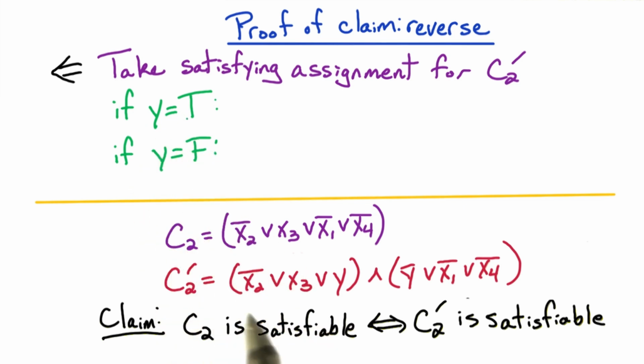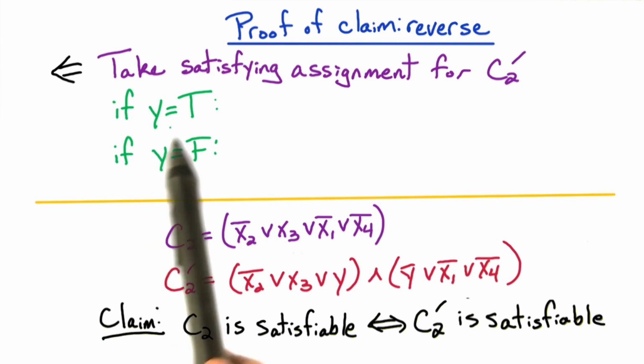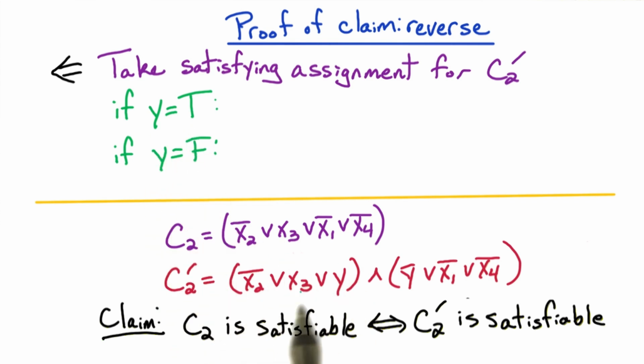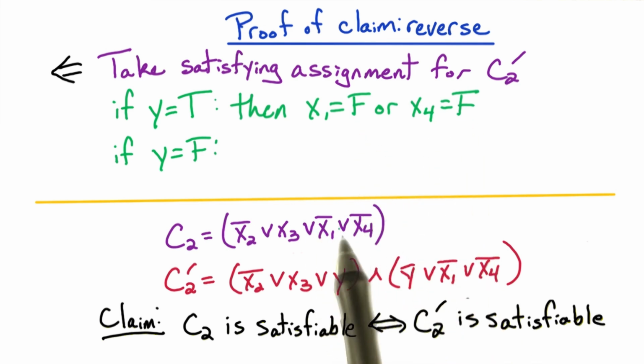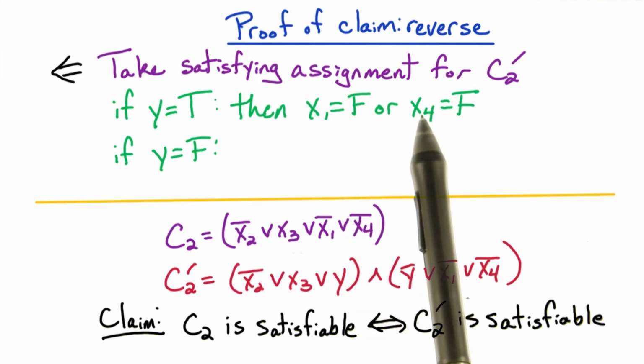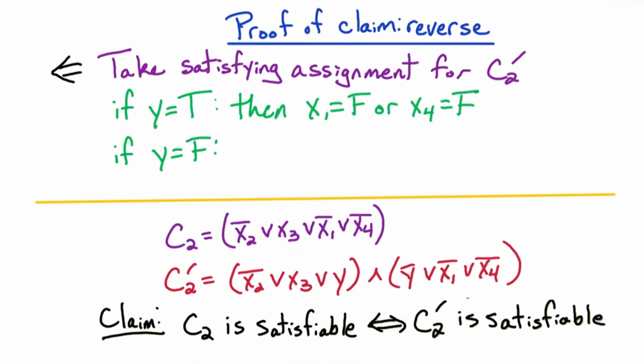Suppose y is true. We know that C2 prime is satisfied. So each of these 2 clauses is satisfied. Y is true, so that satisfies this clause. How about this second clause? Well, either x1 must be false or x4 must be false. Well, if x1 is false or x4 is false, both of these satisfy C2. So in either of these scenarios, we have an assignment which satisfies C2.